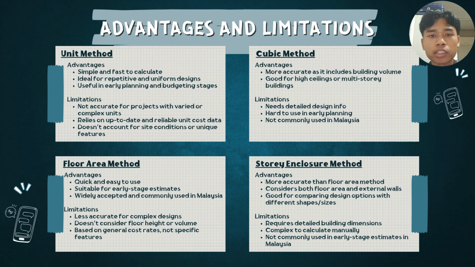The cubic method. The advantage is more accurate as it includes building volume, good for high ceilings or multi-story buildings. The limitation is need detailed design info, hard to use in early planning, not commonly used in Malaysia.